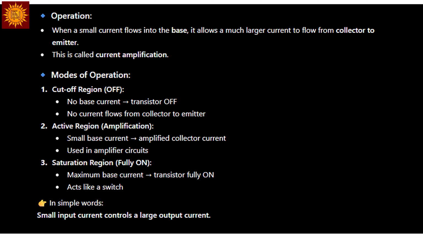Modes of operation: Cutoff region, off. No base current, transistor off. No current flows from collector to emitter. Active region, amplification: small base current amplifies collector current. Used in amplifier circuits. Saturation region, fully on. Maximum base current, transistor fully on. Acts like a switch. In simple words, small input current controls a large output current.